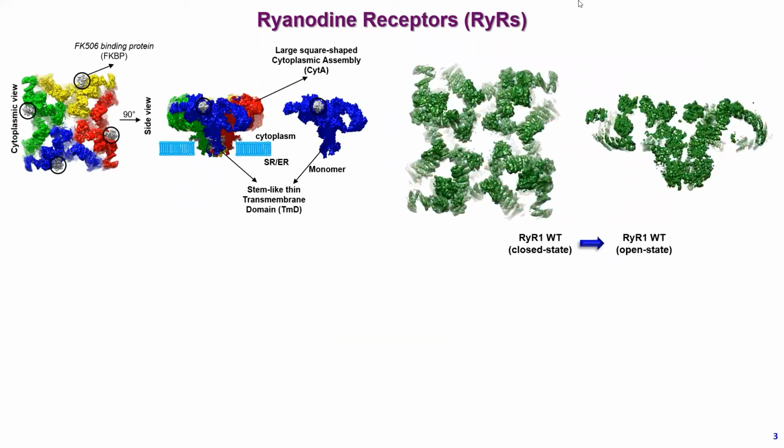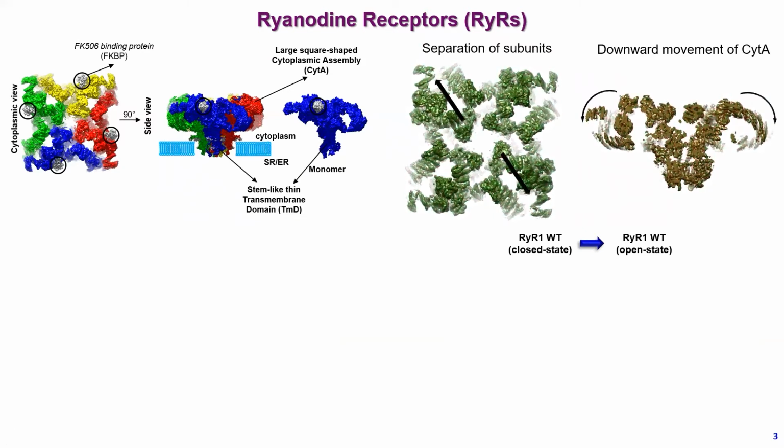The vast majority of the protein makes up a large square-shaped cytoplasmic assembly with a thinner stem-like transmembrane domain. During wild-type channel opening, there is separation of subunits and significant downward movement of the cytoplasmic assembly, accompanied by a separation of the S6 helices, which opens the pore and allows the calcium to pass through it.